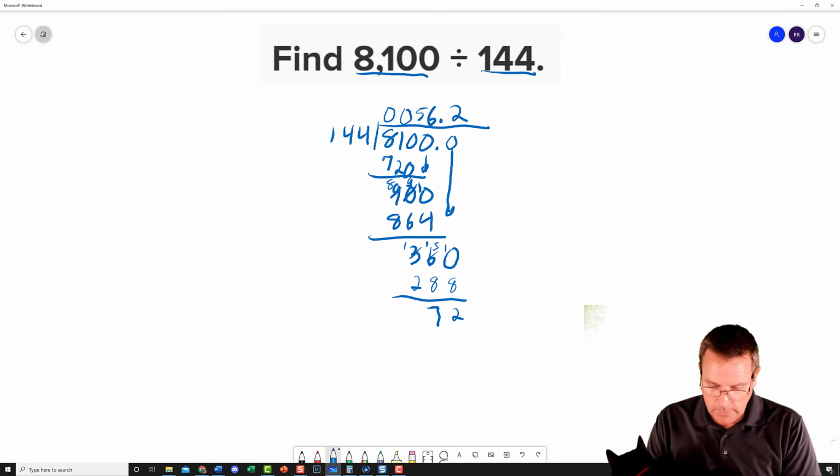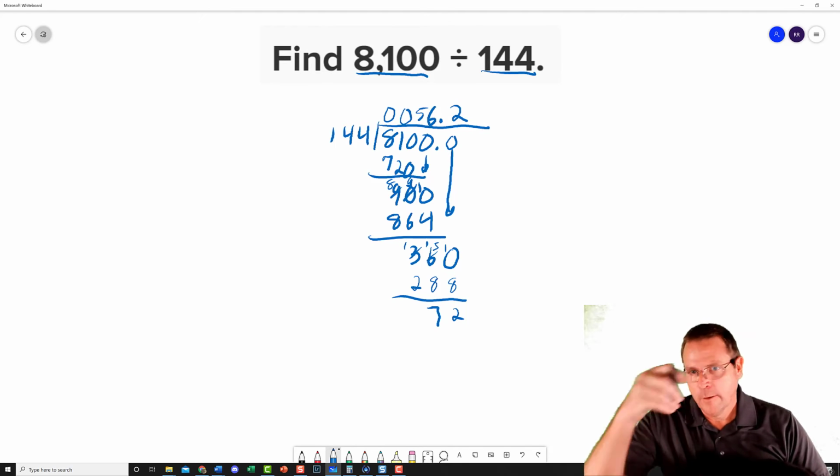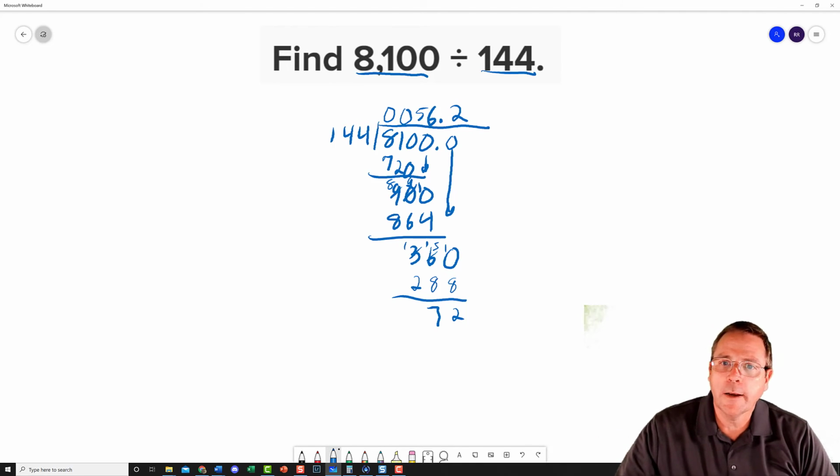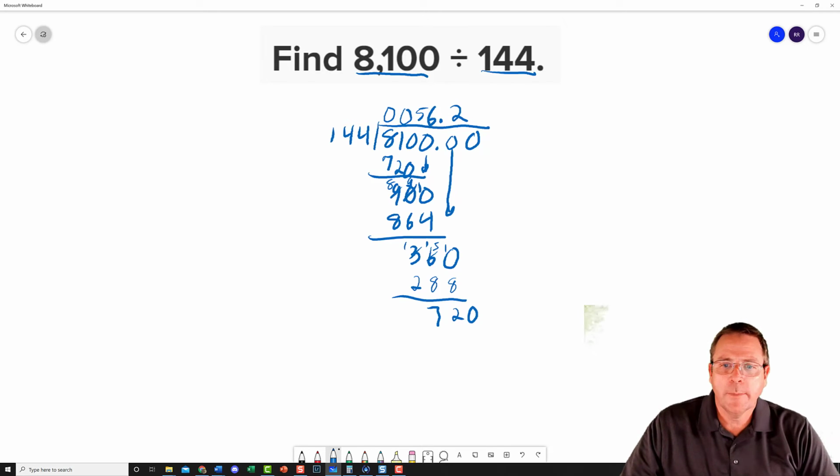Alright, so now we're at 72 left over. That means it's going to be time to annex in another 0 and bring it down. And I'm going to go back to my little rule I had before. I'm going to scratch out the ones on the end, and then ask, how many times does 15, rounded up, go into 72?